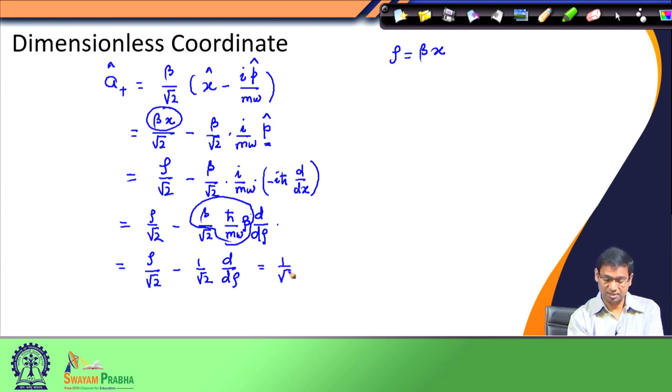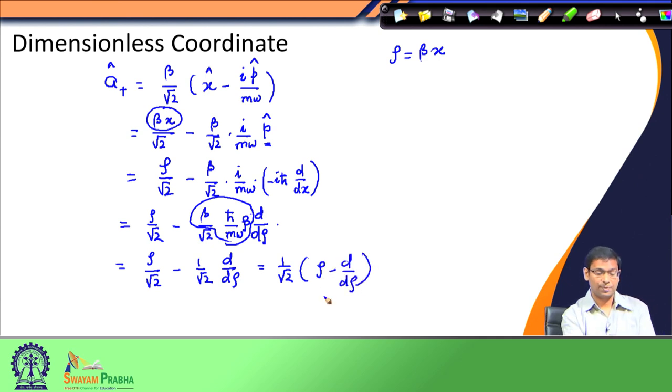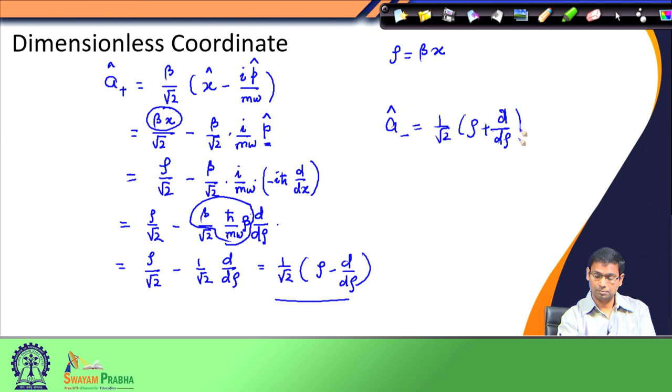So, I can further simplify it. In dimensionless coordinate my step up operator also becomes somewhat simple. I can similarly show the step down operator as this. This is the step down operator and this is the step up operator in dimensionless coordinate.